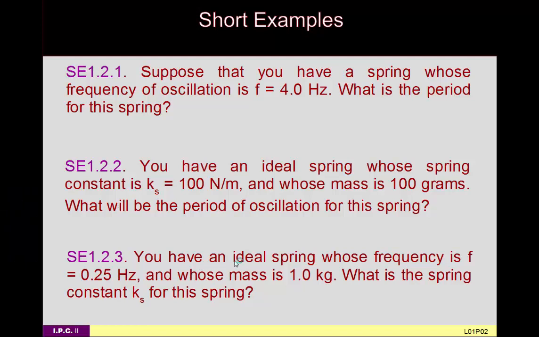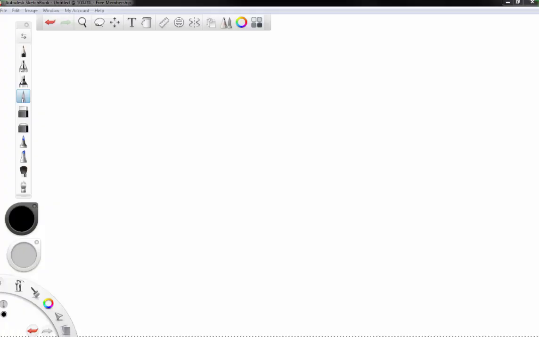All right, last but not least, let's say you've got an ideal spring with a frequency of 0.25 hertz and a mass of 1 kilogram. So can we get the spring constant out of that? It's just a reworking of the previous equation. So again, we have that the period, which is 1 over f, is 2 pi square root m over ks. The thing that we are looking for in this question is the spring constant ks. So we're actually looking for this term right here.